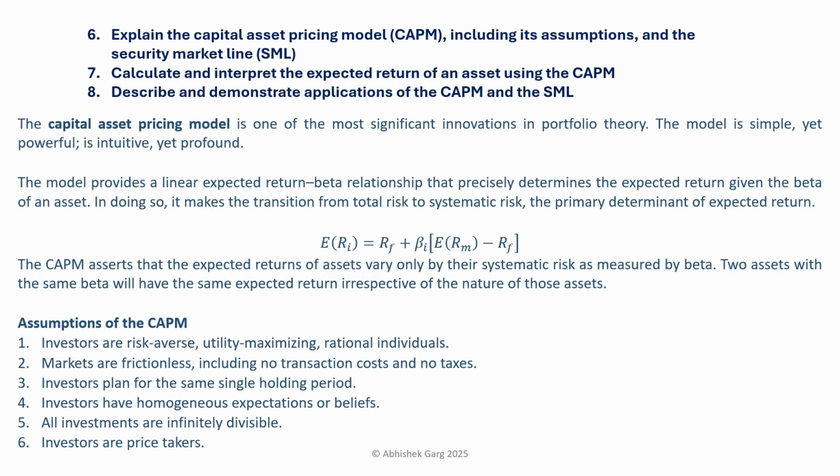The CAPM is one of the most significant innovations in portfolio theory. The model is simple and yet powerful. It provides a linear expected return-beta relationship that precisely determines the expected return given the beta of an asset. It makes the transition from total risk to systematic risk the primary determinant of expected return.